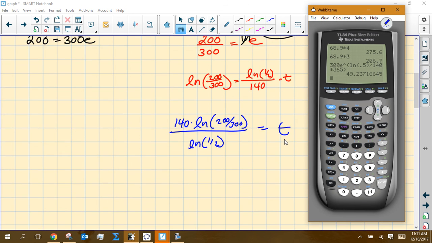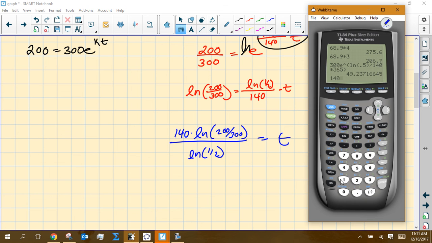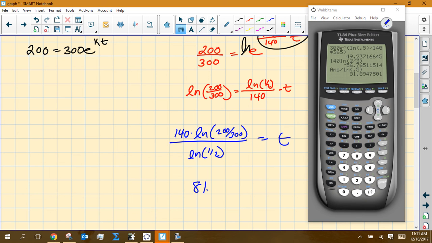All right, so 140 natural log 2/3. You can do that division in your head real quick if you want to, make things easier to type in. And then we're going to divide, I should hit enter first, and then I'll divide that thing by ln of 0.5. Hit enter. You get 81.89. So, my ballpark answer of 120 days was quite a bit off in regards to days, but 81.89 I think kind of makes sense.